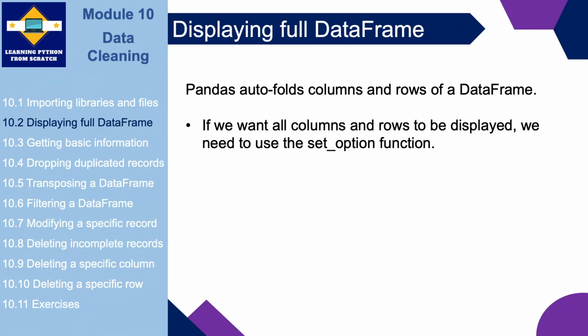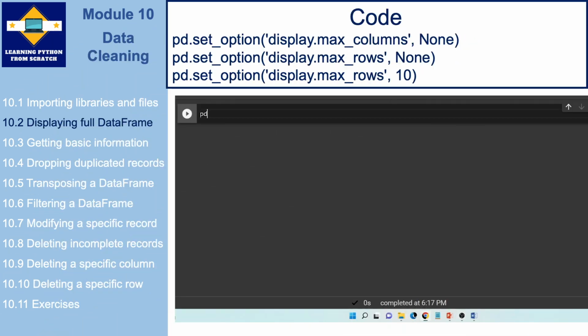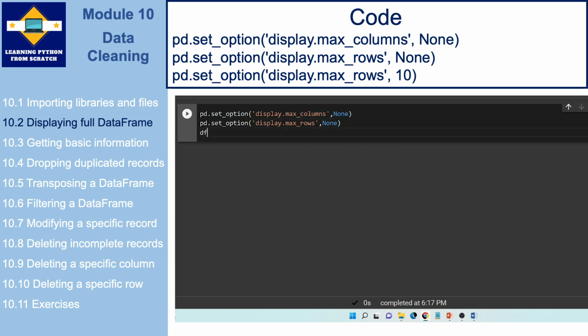Pandas auto-folds columns and rows of a data frame. If we want all columns and rows to be displayed, we need to use the set_option function. Okay, so let's type pd.set_option('display.max_columns', None). It means that you are going to let Pandas show all the columns in the data frame. Then we copy it and paste it, but change columns to rows.